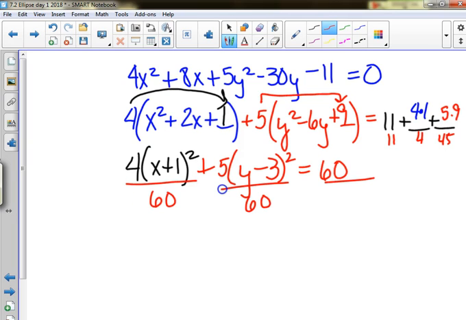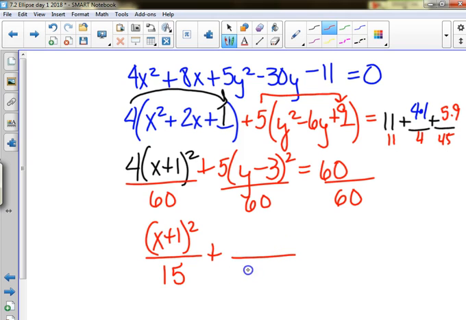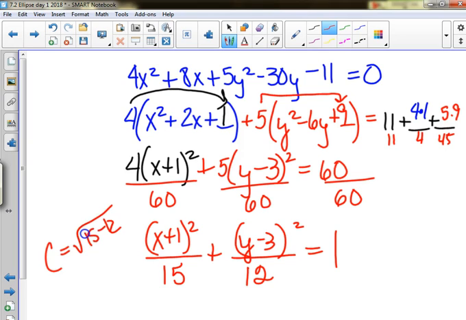Divide everything by 60. Now be careful. What happens? x plus 1 quantity squared. 4 goes into 60 15 times, so it reduces. 5 goes into 60 12 times. We get a 1. Okay, would this be longer up and down or across if I were graphing it? Across. But it's almost circular, right? Because a and b are very close. What would c be? Square root of 3.